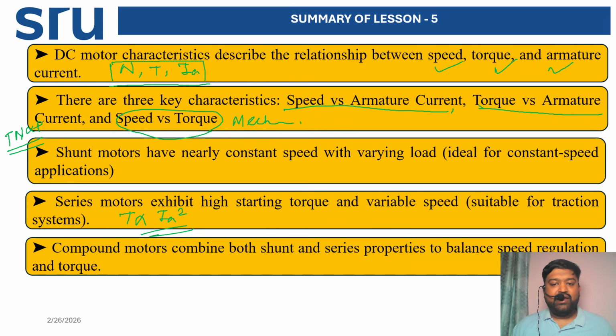Then the compound motor is nothing but a combination of both shunt as well as series properties. By which the characteristics are slightly improved, or lie slightly in between the shunt and series. We can say that it is for improvement, or to compensate the armature reactions, that is, to compensate the cross-magnetic field and demagnetizing field. We can use these compound motors, and that is how the characteristics are improved. It is a combination of shunt and series, and we are getting the desired output.